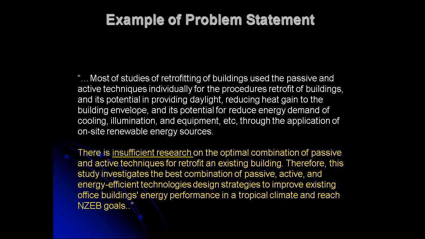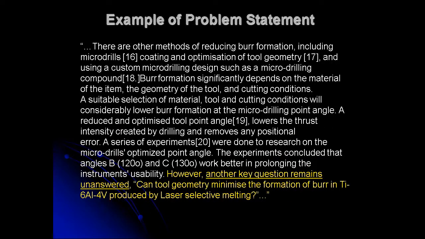Okay, we are talking about the concluding statement, the last two paragraphs of the problem statement section. A problem statement section may contain maybe two or three pages. At the end of it, this is the conclusion. The actual problem statement is just about two paragraphs, or one paragraph will also do, to declare from the previous literature review that I've done. See, I'm concluding here that there is insufficient research on optimal combination of passive and active techniques. It's another example.